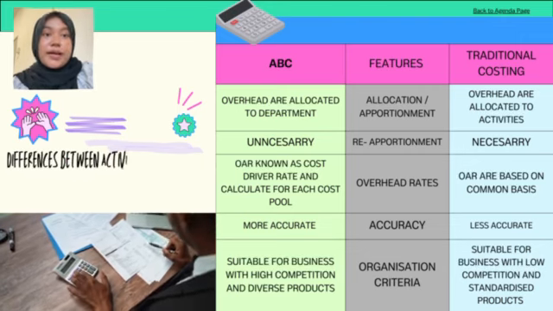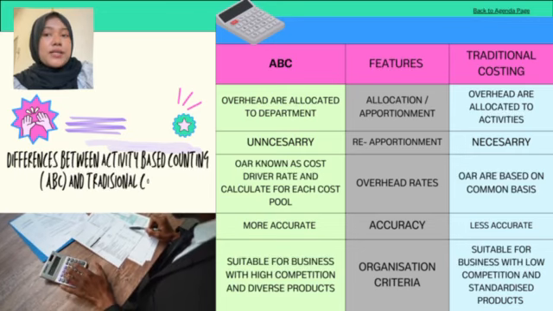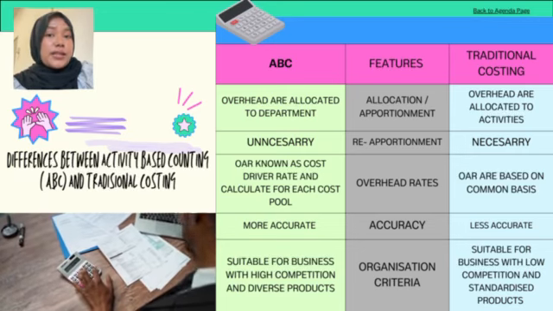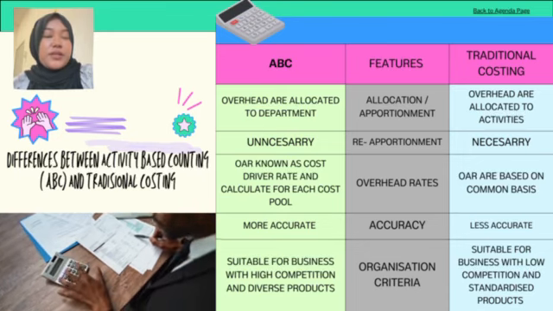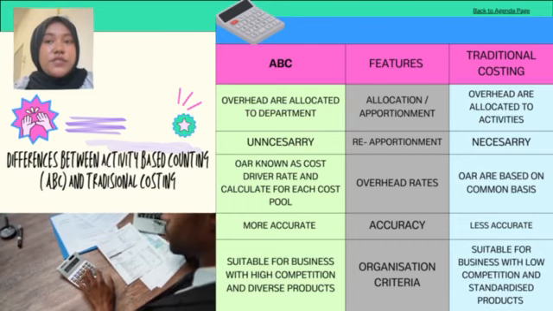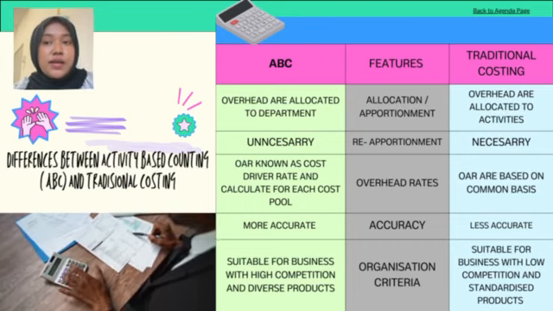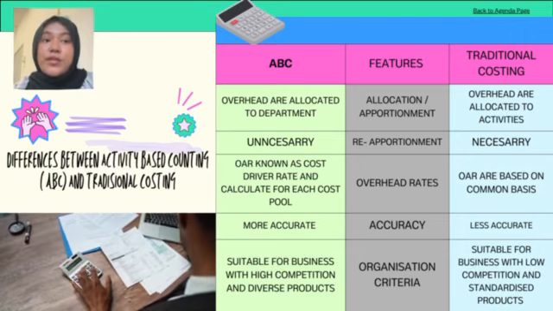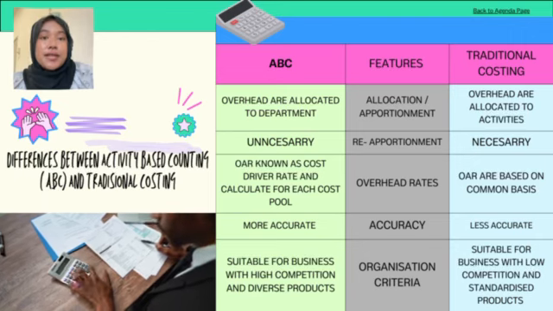Activity-based costing, ABC. What is ABC? ABC is a costing method that allocates overhead indirect costs to related products and services. So the difference between traditional and ABC. Firstly, allocation for ABC is overhead are allocated to activities. Meanwhile, traditional costing, overhead are allocated to department. Next, ABC is unnecessary. Meanwhile, traditional costing is necessary.